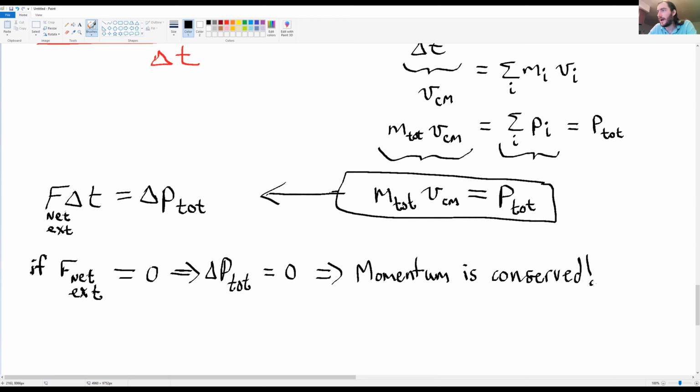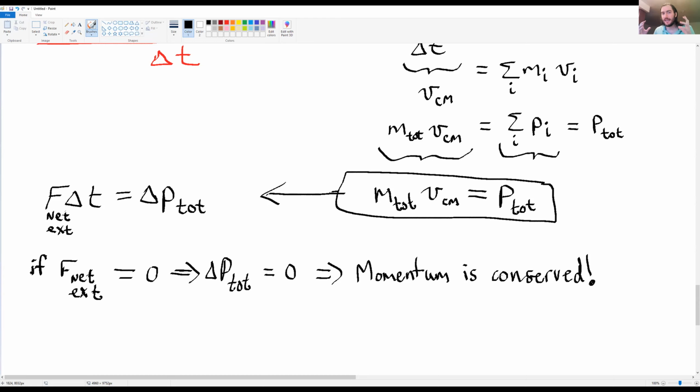Okay, so hopefully you guys remember that. These concepts will be on the test, right? So you do want to go back and review these concepts. So when the net external force is 0, the change in total momentum is 0. And that really is the net external force.